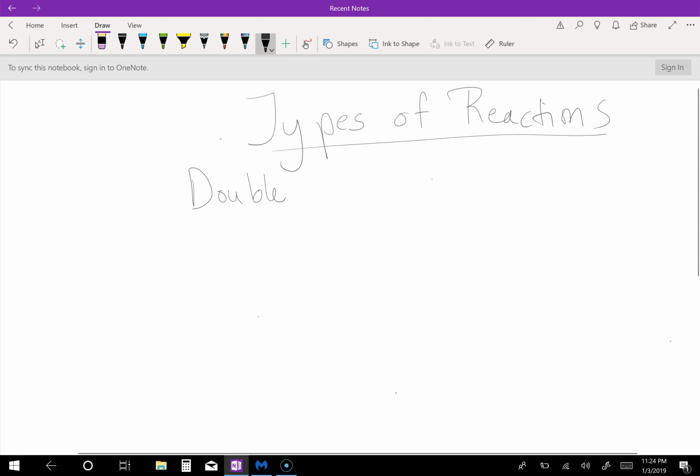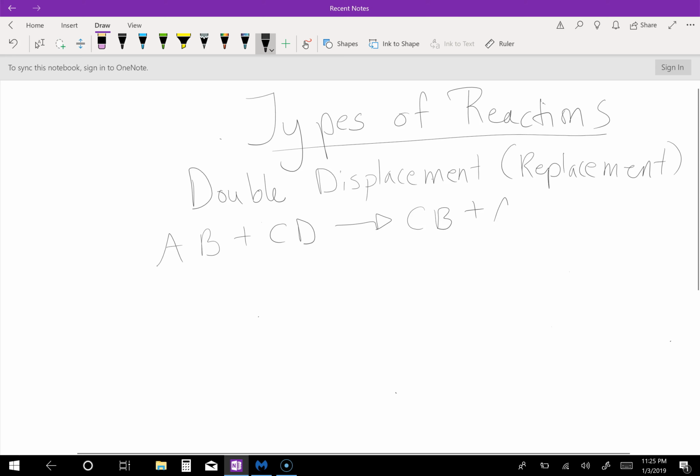Our fourth kind of reaction is a double displacement or replacement reaction. Here again, we are using the word displacement and replacement to talk about elements changing places. In this case, we will have two compounds. They will be ionic, and the partners will switch places. So if we have AB and CD, they will switch places to create CB and AD.